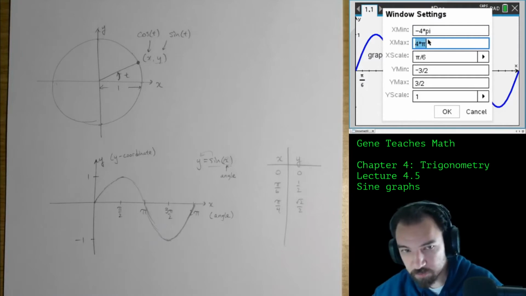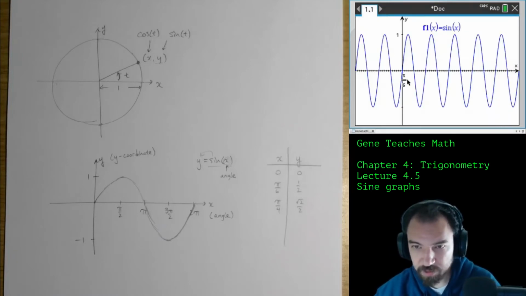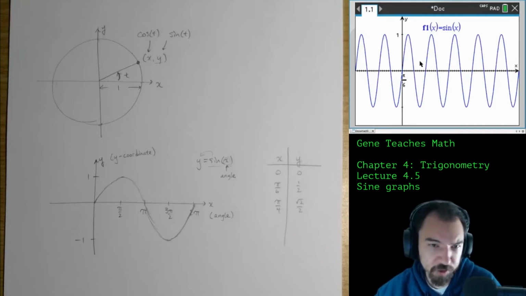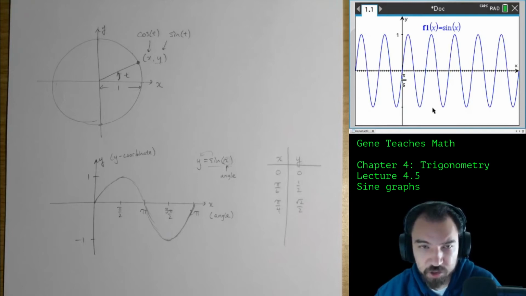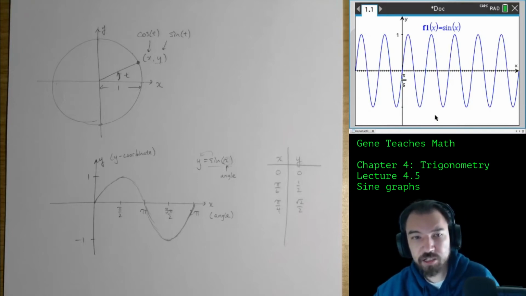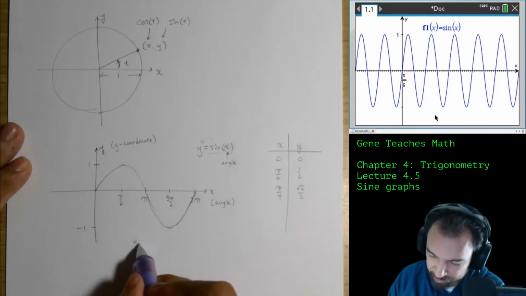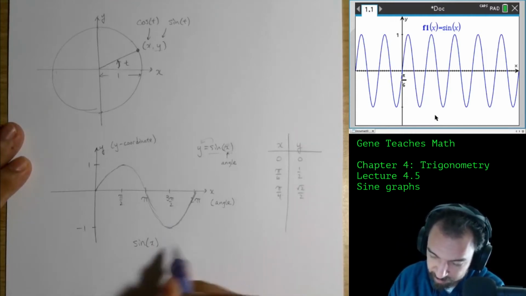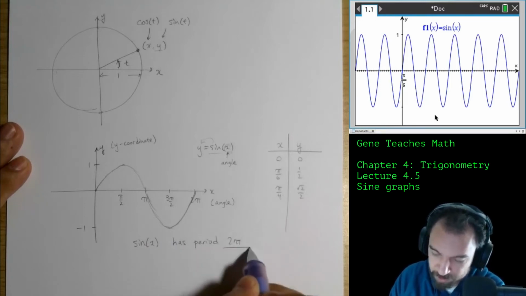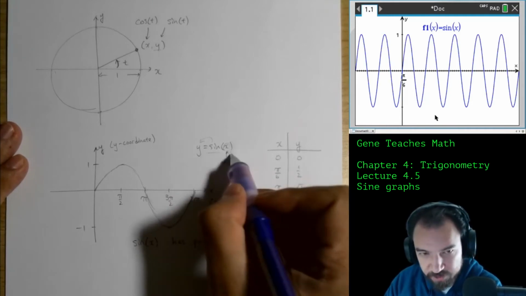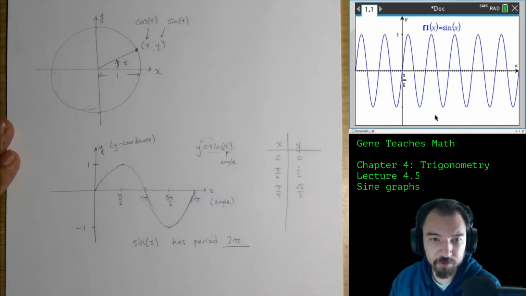And for the x max, why don't we go crazy? We'll go to 10 pi and see what happens. It's the exact same shape, and it looks squished because I'm sort of zooming in a weird way, but it's the same shape repeated every 2 pi radians. Remember, sine is periodic, and it has period 2 pi, meaning the graph of y equals sine of x is going to repeat its behavior every 2 pi radians.